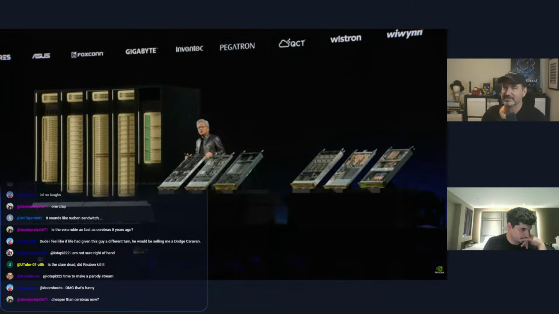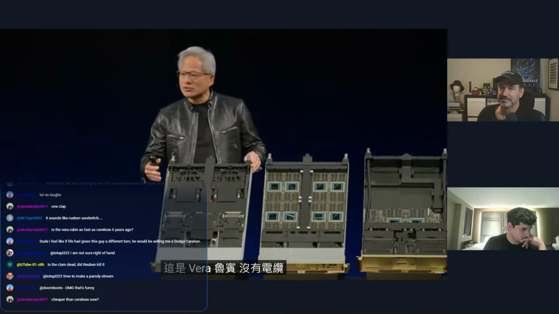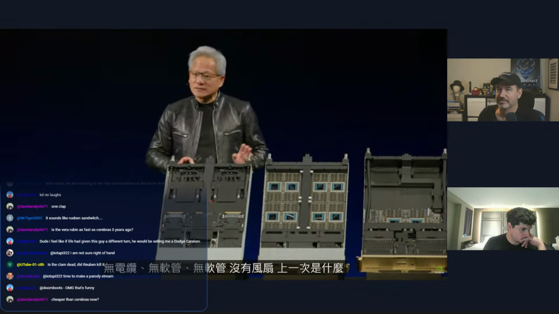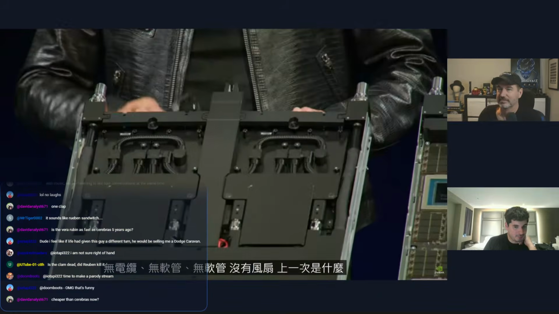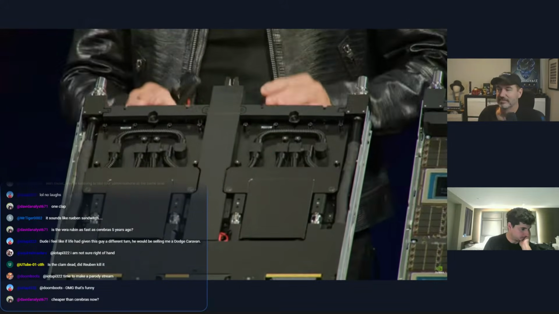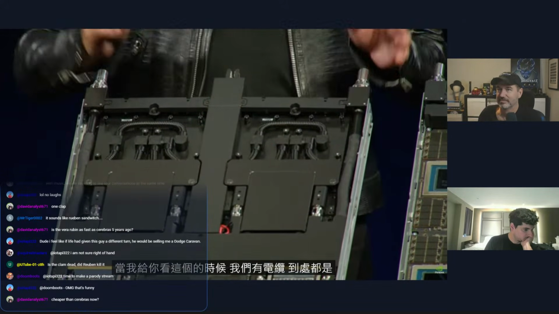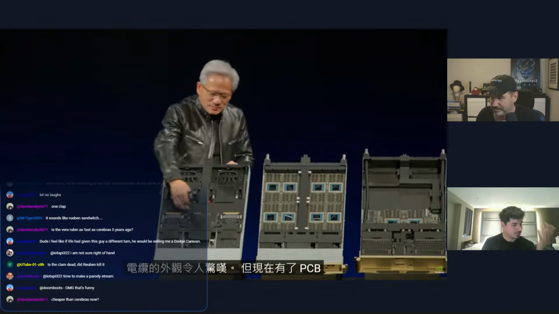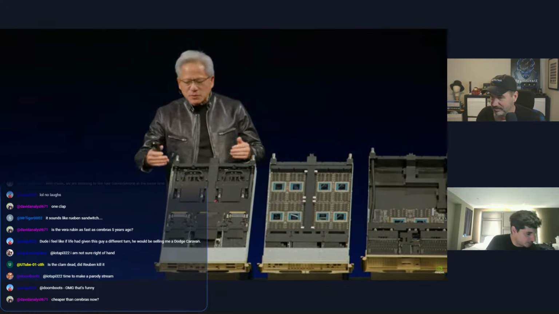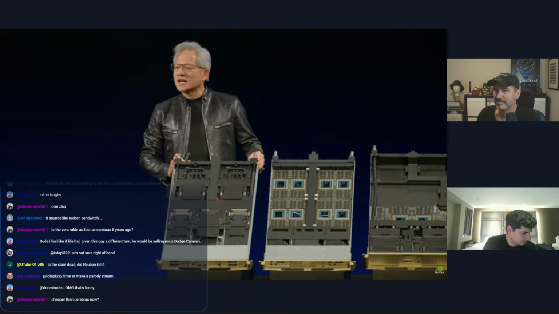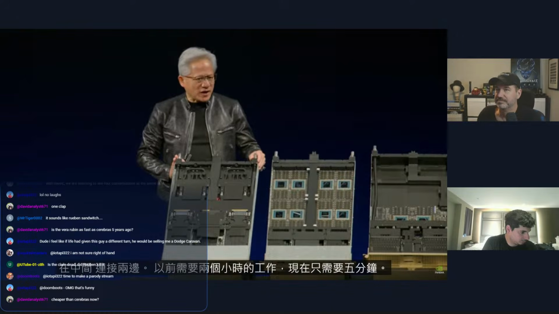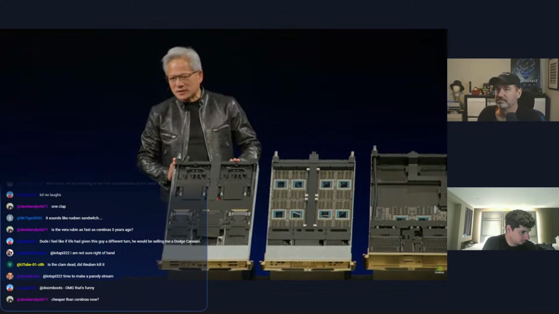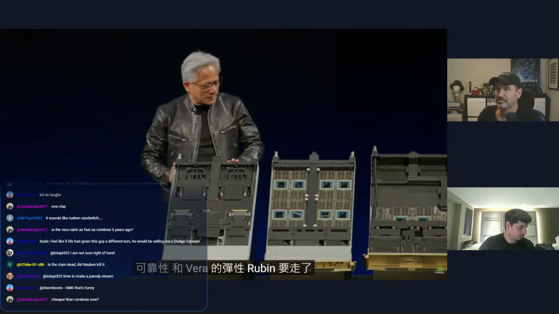No cables, no hoses, no fans. The last time I showed you, we had cables everywhere. The cables were amazing to look at. You remember that? But now there's a PCB in the middle, which connects both sides. What used to take 2 hours now takes 5 minutes. The reliability and the resilience of Vera Rubin is going to be off the charts.